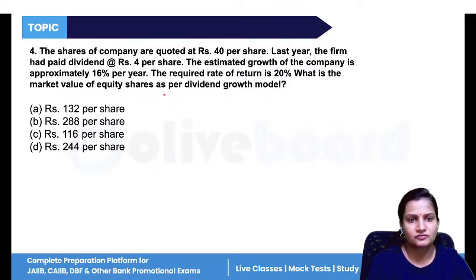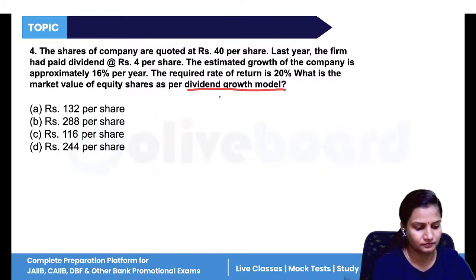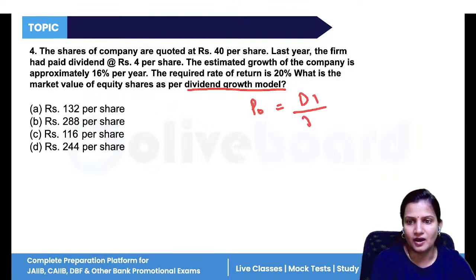You have to solve this question with the help of the dividend growth model. What is the formula of the dividend growth model? Tell me. D1 upon R minus G. Or sometimes R is written as cost of equity.